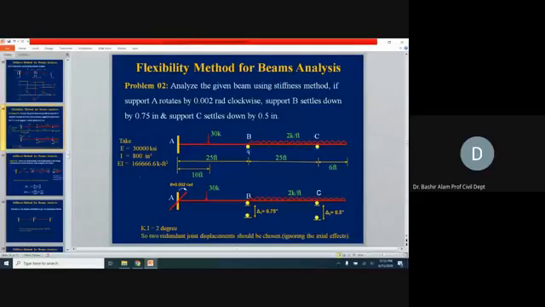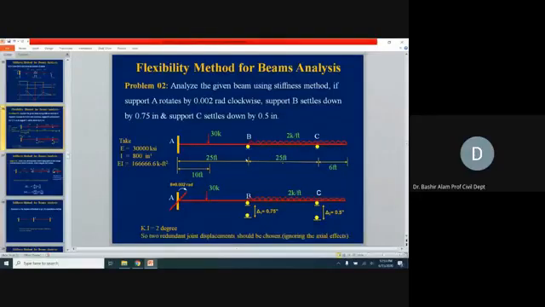Now you can see the geometry of this beam. At A we have a fixed support, at B we have a roller support, at C we have a roller support, and let's take this as point D, which is a free end. So we have an overhang portion also, which is 6 feet.